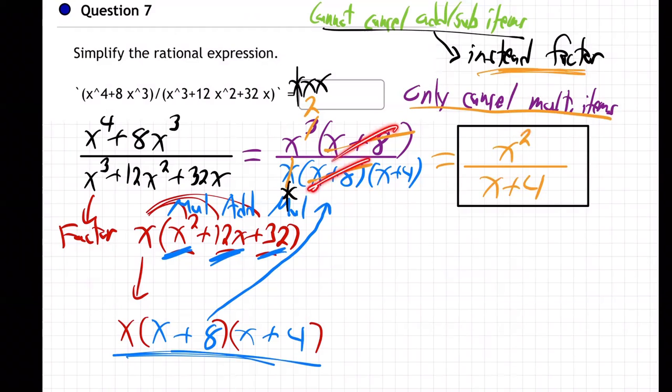And then the x plus 8's canceled, and you have an x plus 4 left over on the bottom. You don't need the parentheses around it anymore because there's nothing to separate it from anymore. Just leave it right here. And again, you cannot cancel these x's because this one on the bottom is an added item. So there's the final answer.